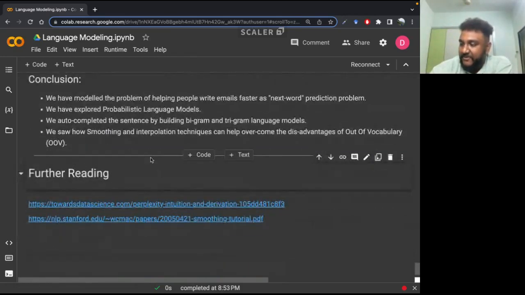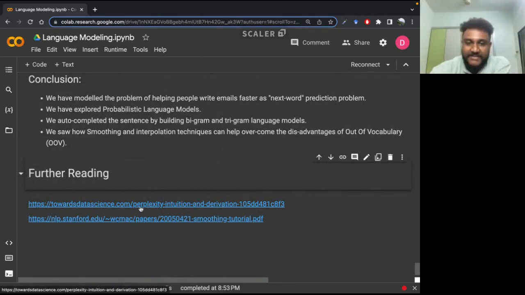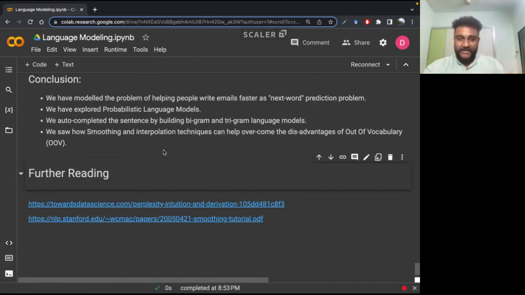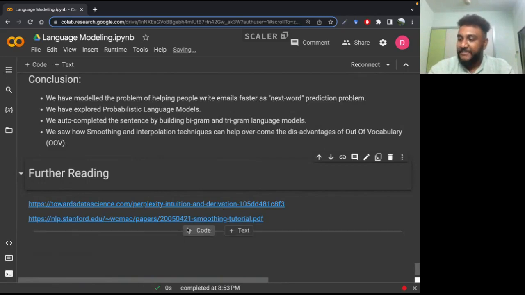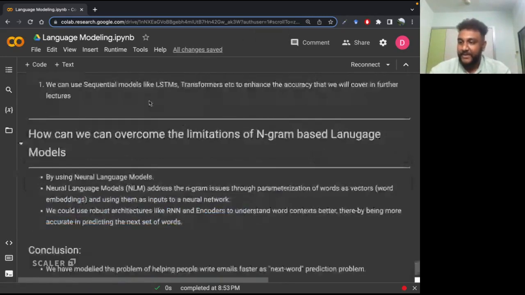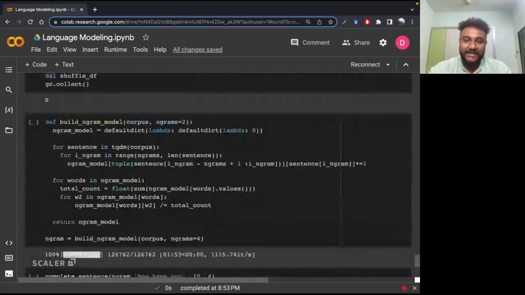There are a couple of further readings. There is one post-read which talks about the intuition and derivation of perplexity. I briefly mentioned how to derive it when I was discussing perplexity. If you want the step-by-step derivation, you can look at this. And we have this smoothing tutorial implementation from nlp.stanford.edu. So this completes the content that I have today.